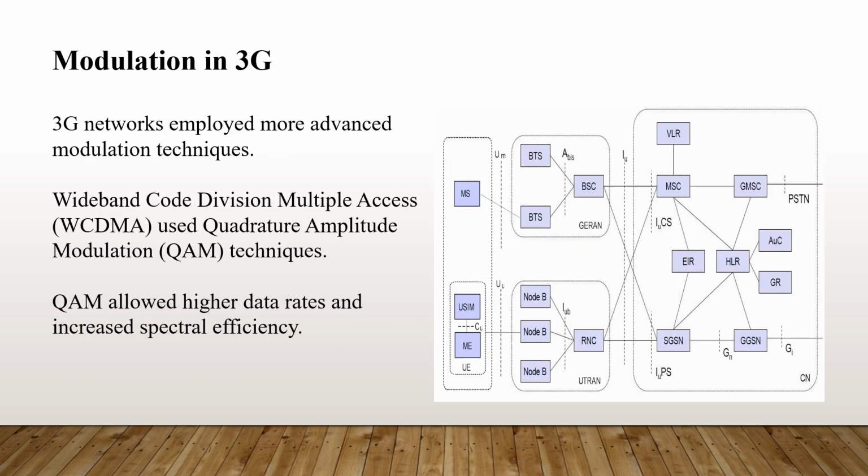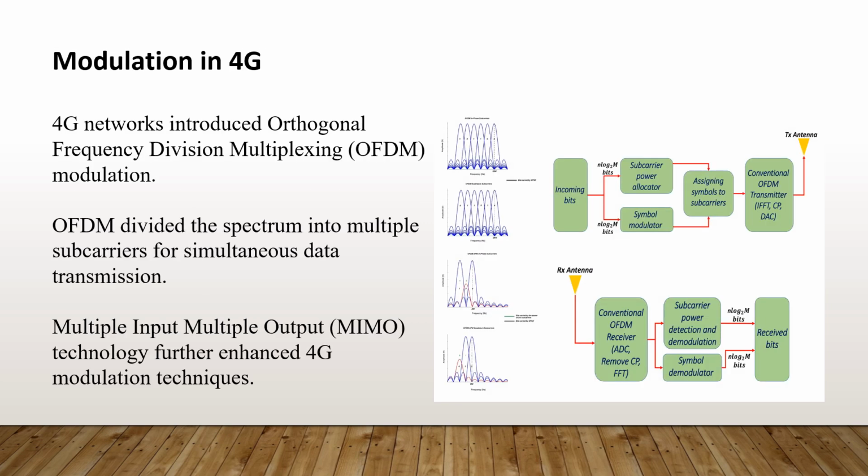Modulation in 3G. 3G networks employed advanced modulation techniques. Wideband code division multiple access, WCDMA, used quadrature amplitude modulation, QAM, techniques. QAM allowed higher data rates and increased spectral efficiency.